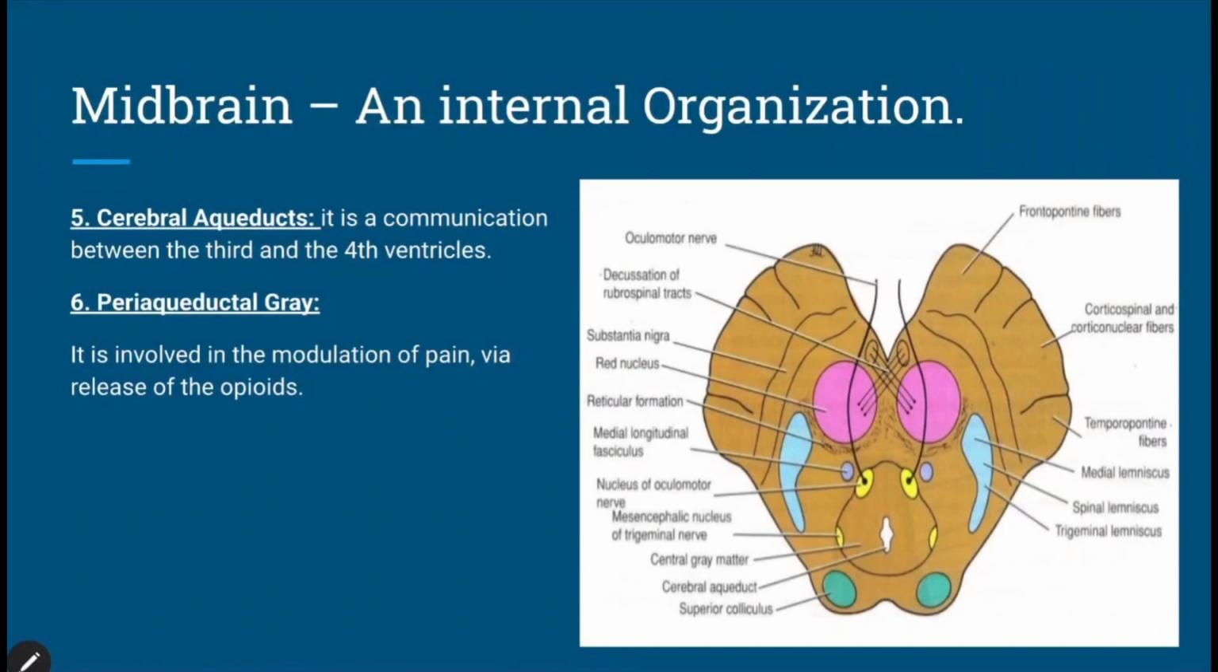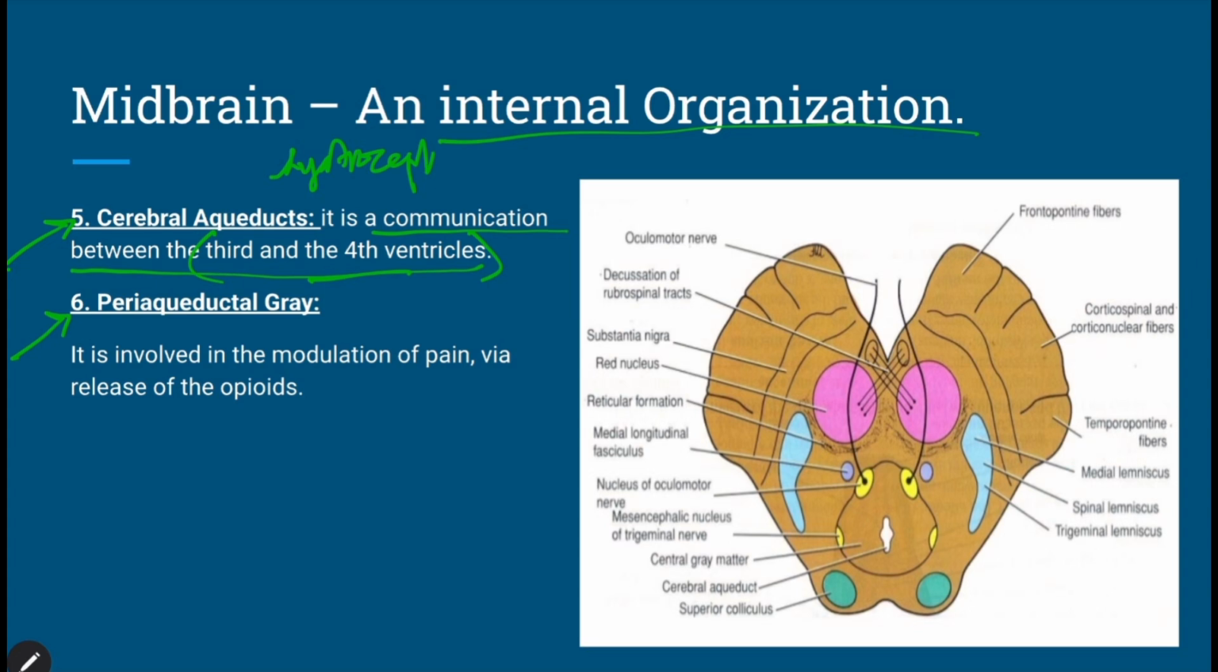Let's keep going. Let's wrap up our midbrain internal organization for USMLE Step 1 with two final structures, the cerebral aqueduct and periaqueductal gray, both high yield for the exam. First, the cerebral aqueduct. This is a narrow channel connecting the third ventricle to the fourth ventricle, allowing CSF to flow between them. For Step 1, you need to know that a blockage here causes non-communicating hydrocephalus.